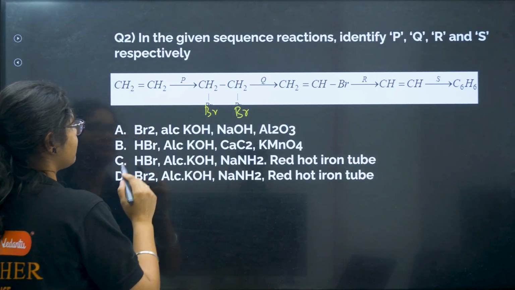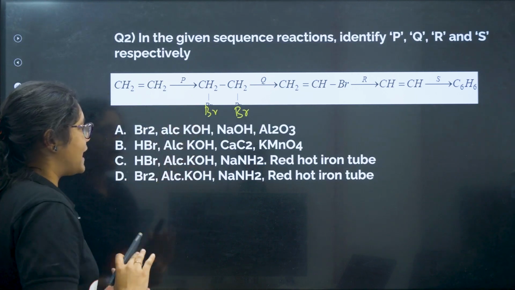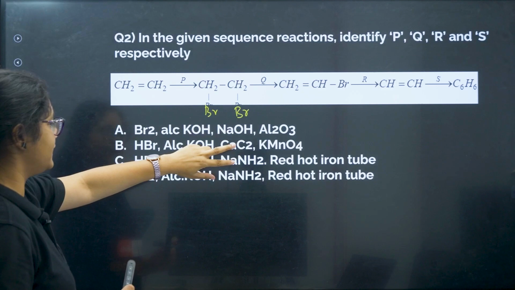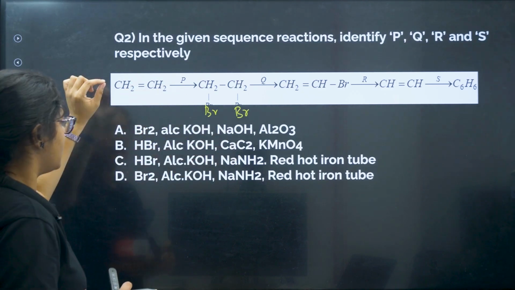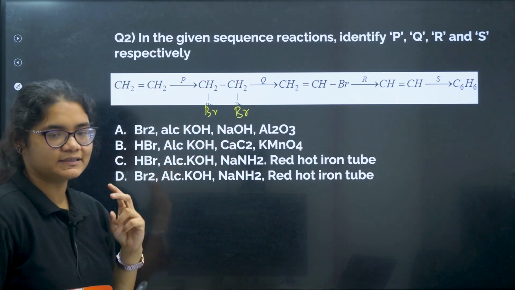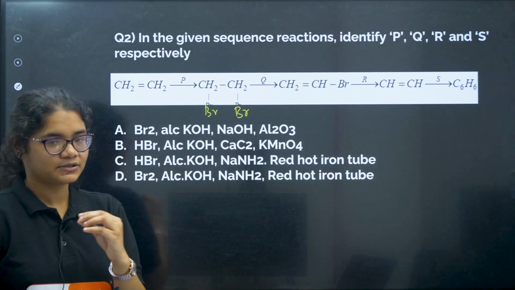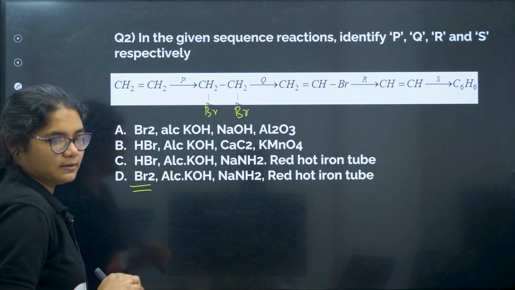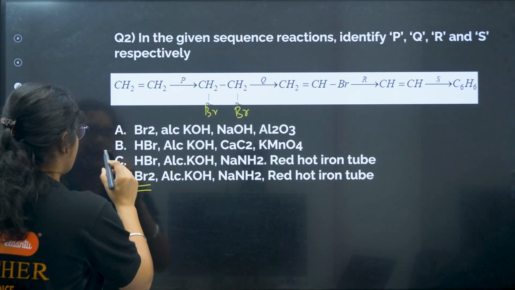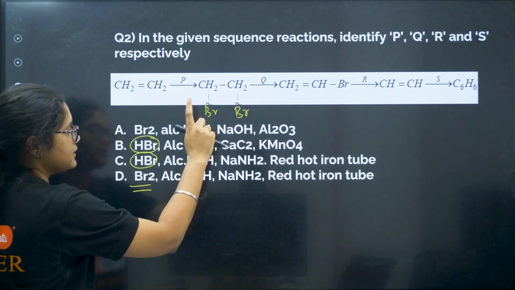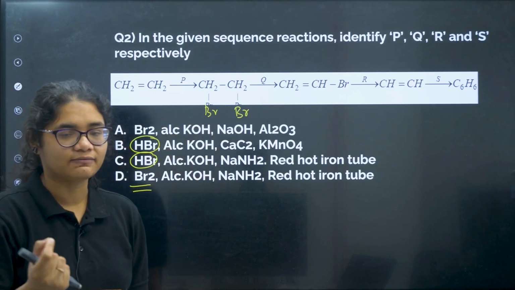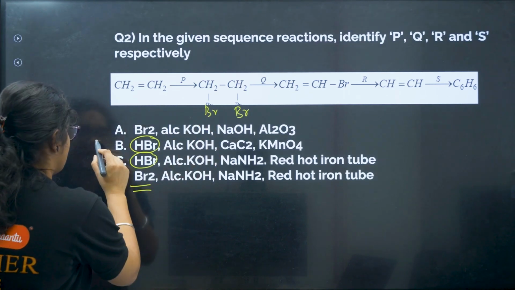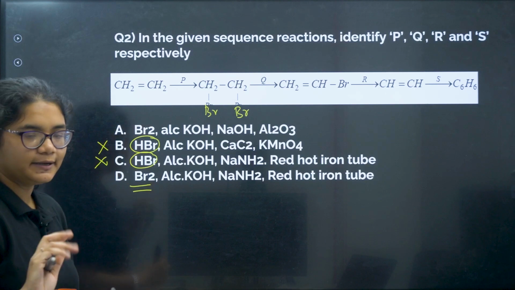So let us first identify P. So what is happening from this compound to this compound? So if you see here, bromine is added on the same side, right? A double bond is broken and 2 bromines are added. So this is addition reaction of alkenes, bromination of alkenes. So you can see addition of bromine, Br2. Okay, so if HBr would have been added, then one carbon would have got H, one carbon would have got Br. But here both the carbons are getting bromine, so that is why we can eliminate these two options, right?